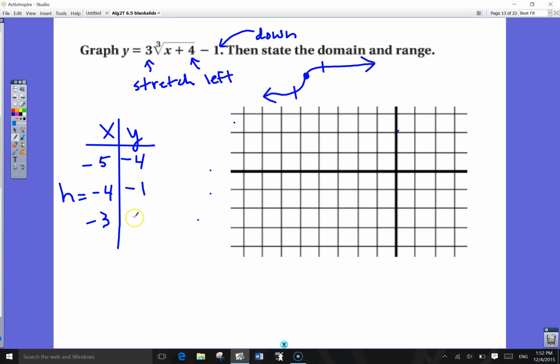And if x is negative 3, then negative 3 plus 4 is 1. The cube root of 1 is 1. 3 times 1 minus 1 is 2. Okay, let's graph those 3. Negative 5, negative 4, negative 1, negative 3, and 2.